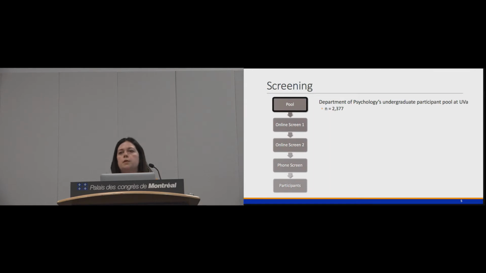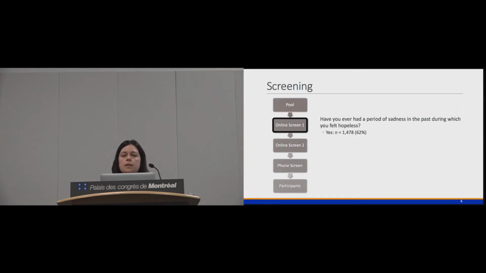I'm going to walk through our screening process for recruitment because it was done in multiple phases in accordance with our IRB protocol to try to protect participants. We started with the Department of Psychology's undergraduate participant pool, which was approximately 2,400 students. The first thing we did was survey in an online screen and asked the participants if they ever had a period of sadness in the past in which they had felt hopelessness. 62% of the participants responded that they had.